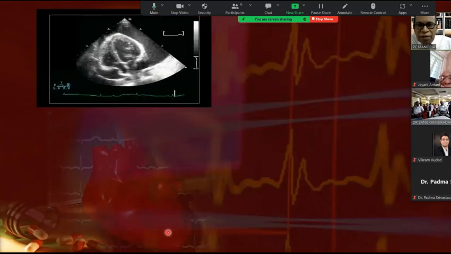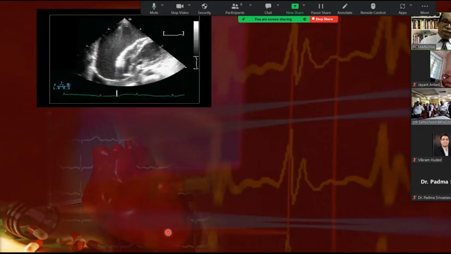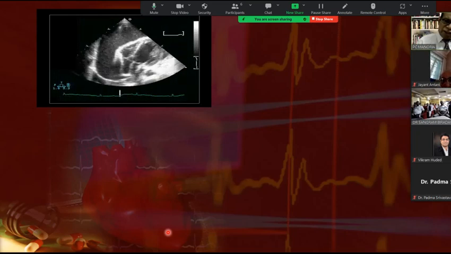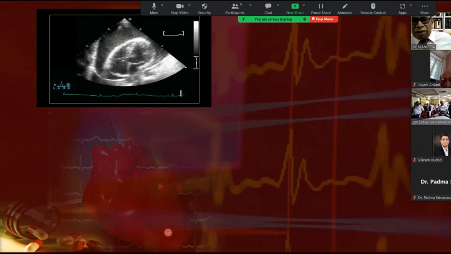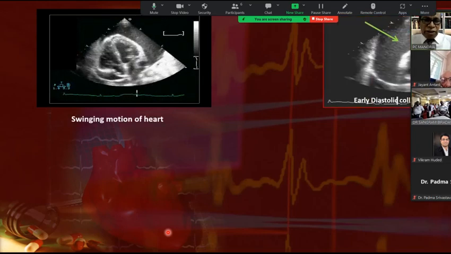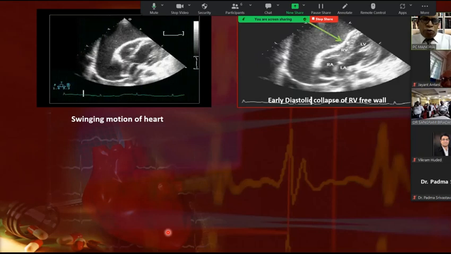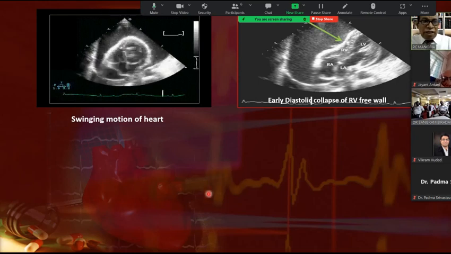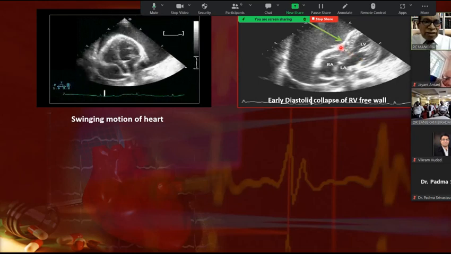And sometimes pericardial effusion, cardiac tamponade, from the periphery is referred to us as acute myocardial infarction. But if you just put a probe, the diagnosis is very clear, and the treatment is immediate aspiration. So how do we differentiate between a pericardial effusion and a cardiac tamponade? In cardiac tamponade, you can see there is early diastolic collapse of the right ventricle. You can see it in the moving picture also.